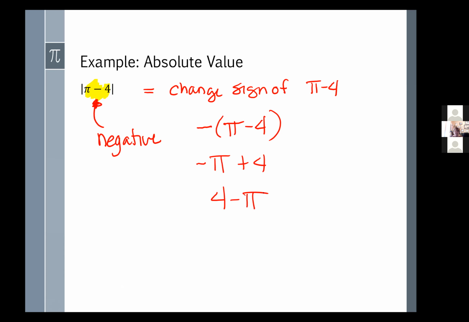It's a positive number. When you take the absolute value, you have to force it to be positive. And honest to goodness, if you take pi minus 4, you get negative 0.86. The absolute value of negative 0.86 is positive 0.86. What's 4 minus pi? 0.86, same number. So again, if what you're taking the absolute value of is negative, you have to change the sign of whatever's inside the absolute value symbols.